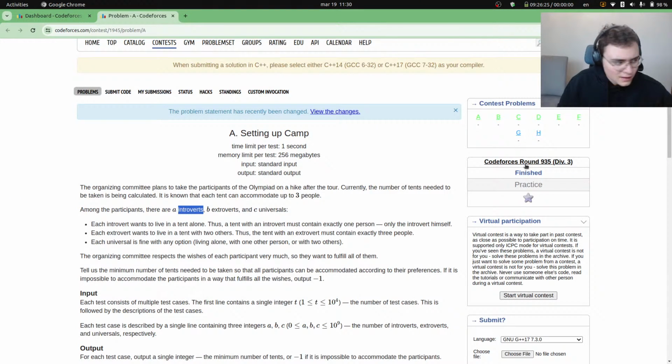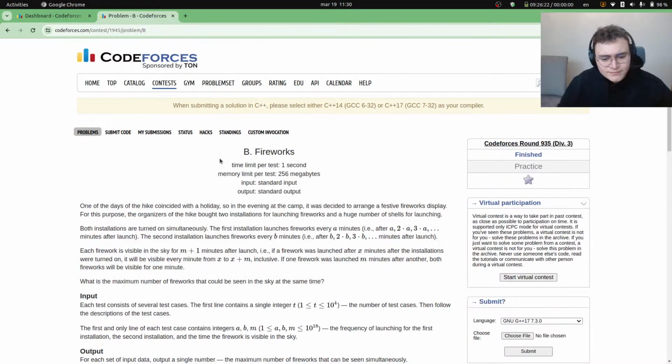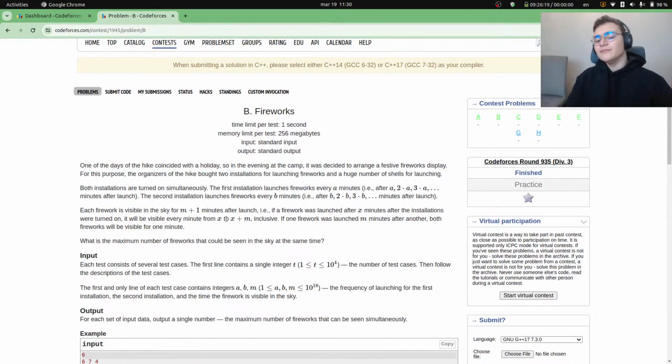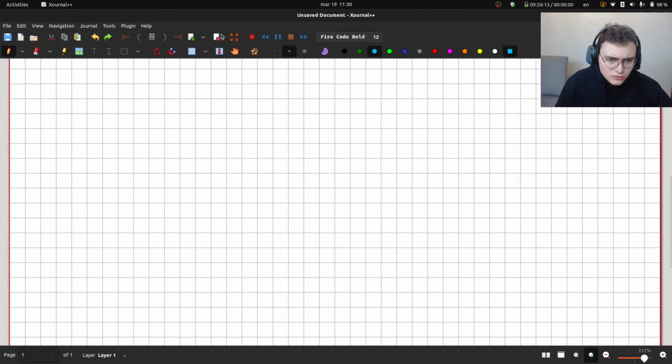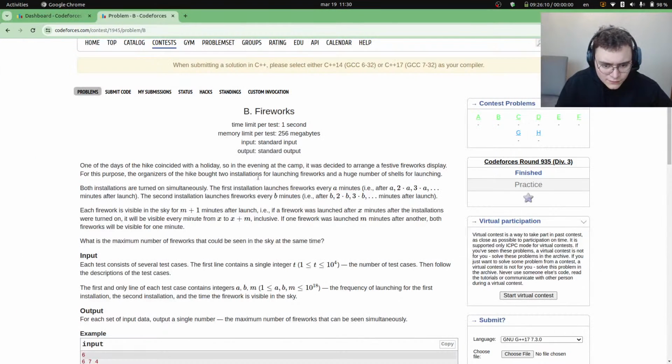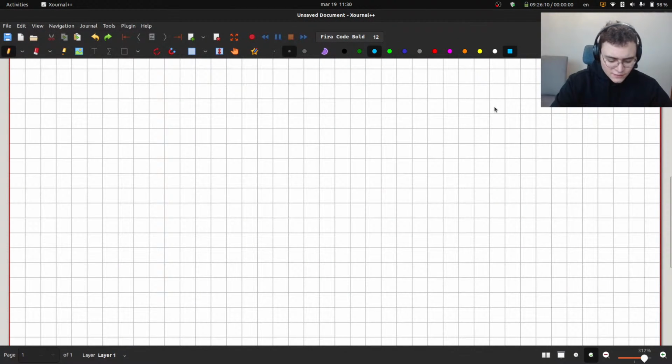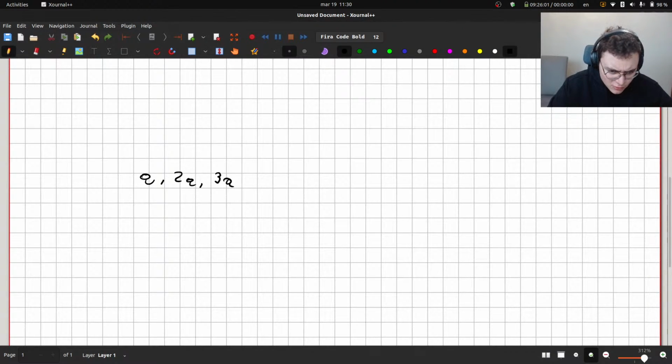So to the more interesting tasks. Task B was also about getting the formula. In this task we have two installations for launching fireworks. The first installation will be able to launch a firework every A minutes. The second installation will be able to launch fireworks every B minutes.